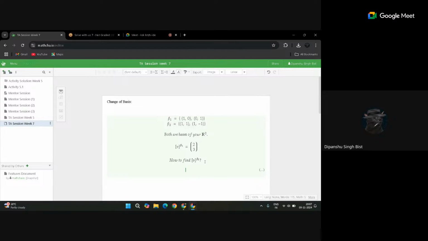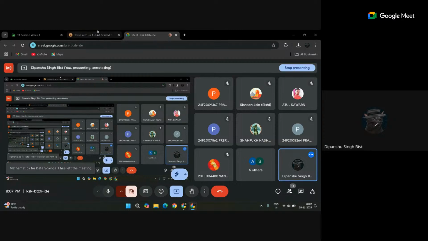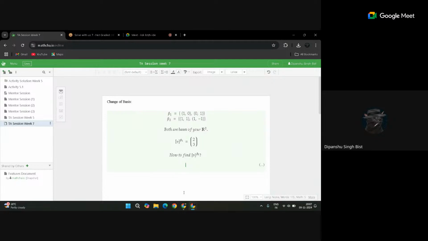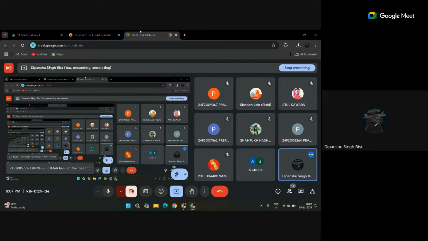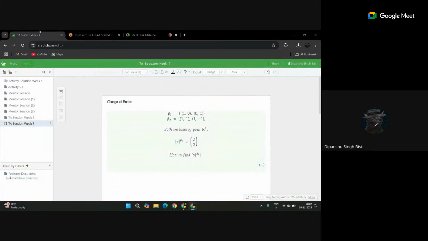Any idea how we can do that? How can we use the concepts of transformations to do that? First we can find the transformation for these two bases, beta 1 and beta 2, and after that we can multiply this coordinate vector with that transformation, and I think we can get the vector. Yeah, let's continue with the same idea.